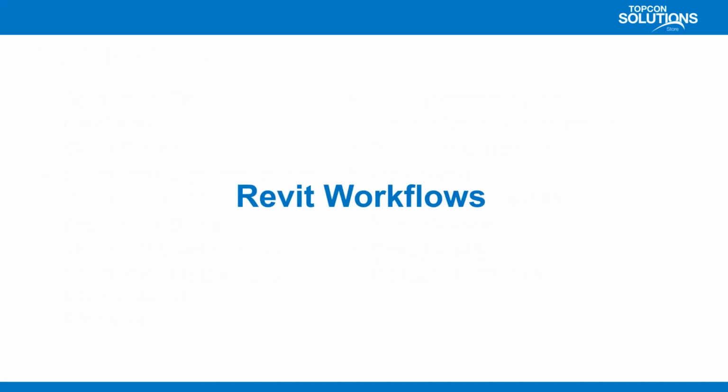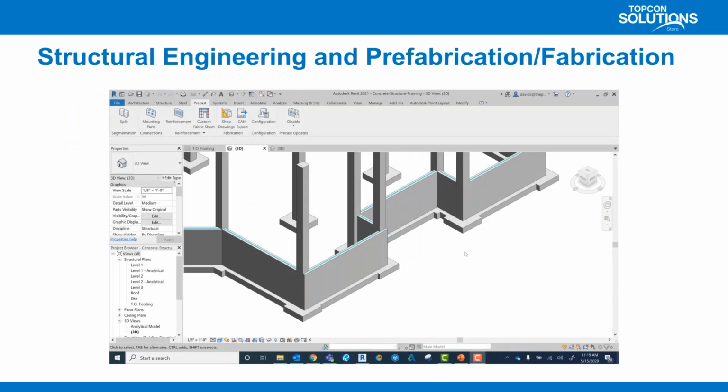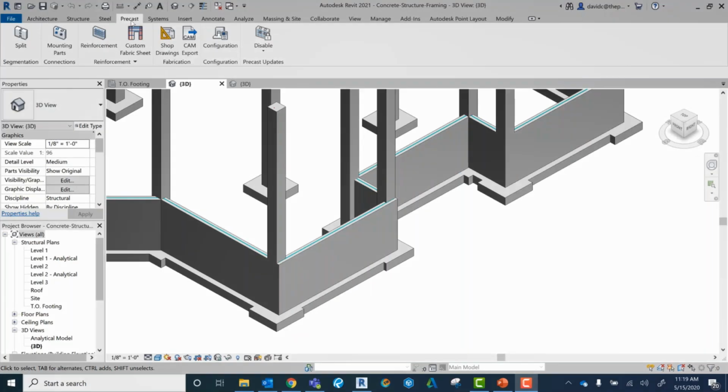Okay, so Revit workflows, here we go. The first one I wanted to talk about was structural engineering and the prefabrication and fabrication. So with Revit for structural design, you're going to see concrete and steel design, integrated design coordination, and analysis and fabrication.